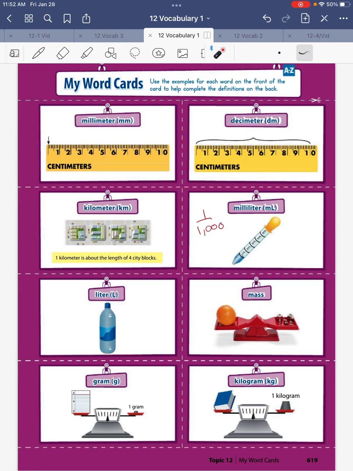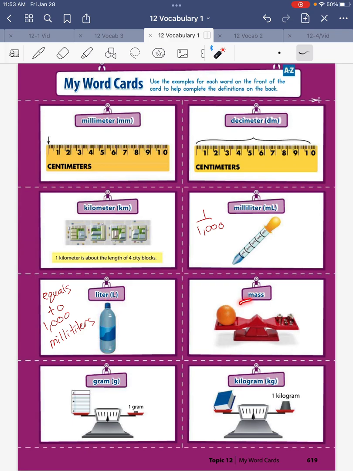Our next one is liter. Liter just equals 1,000 milliliters. So this is a milliliter. It's saying that a liter is equal to 1,000 of these. Like when we get the big Coke bottles, they're in liters. Or a soda bottle, they're in liters.